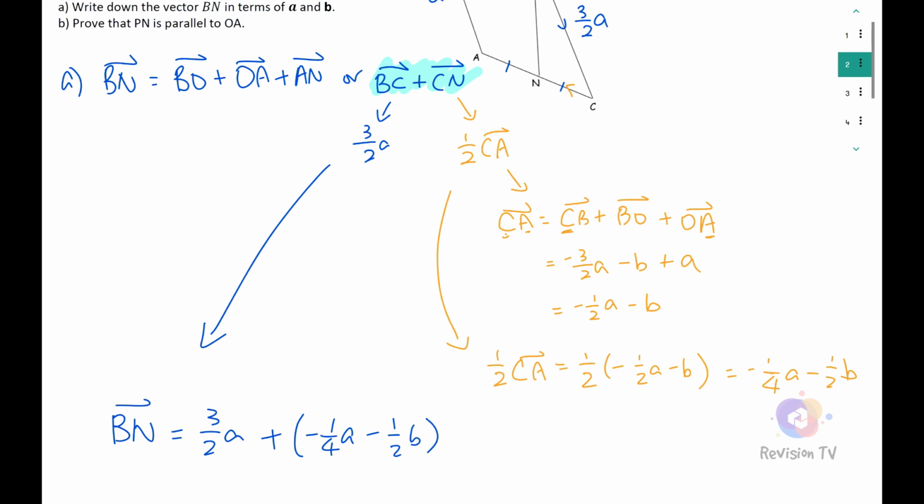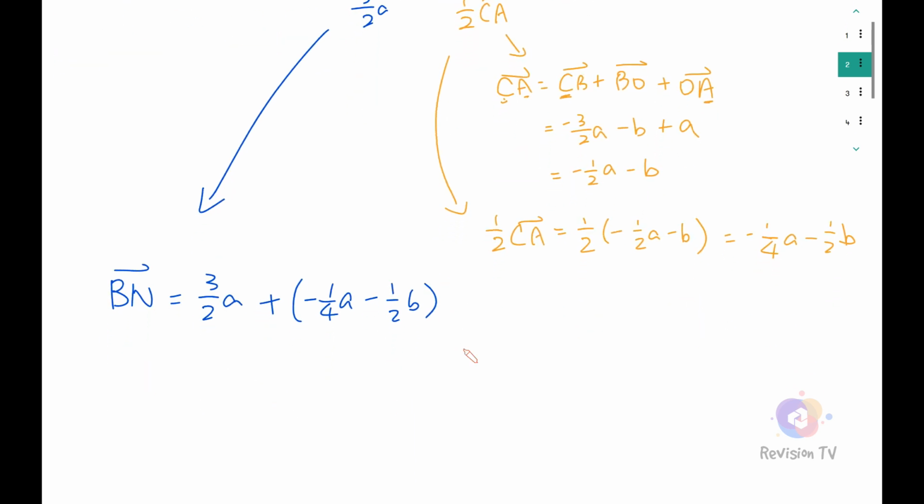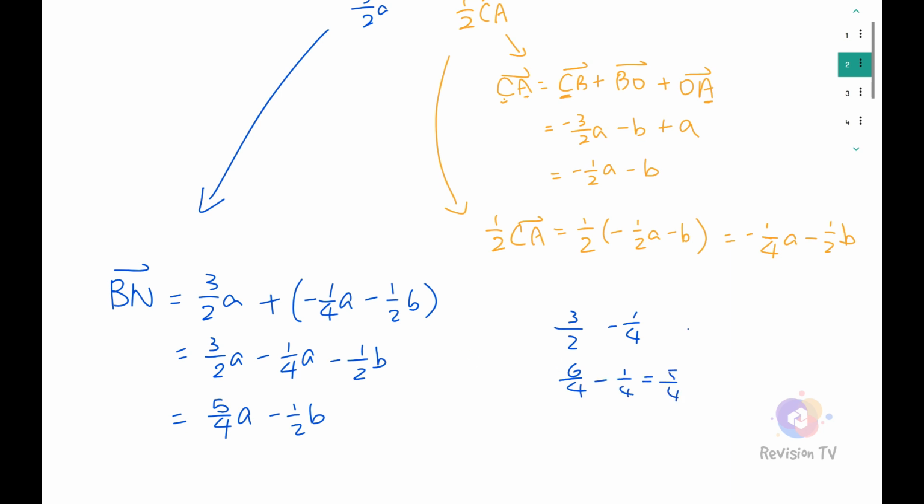So let's simplify, or expand the bracket first. 3 over 2 A minus a quarter A, plus and minus makes a minus, a half B. The like terms can be collected. 1.5A minus 0.25A is the same as 5 over 4 A minus a half B. You can do the maths on the side here if you want to. So that makes it 6 over 4 minus 1 quarter, which is 5 over 4. Okay, the same thing. So we found BN, right?